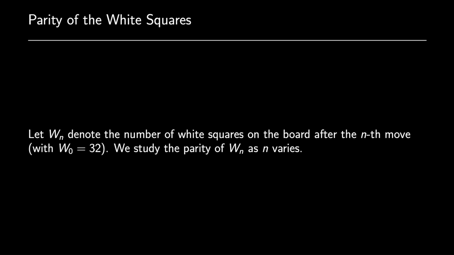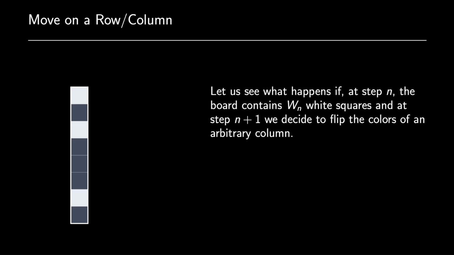Let's now see how we can use this technique to answer our original question. Let W_n denote the number of white squares on the board after the nth move, with W at time 0 equal to 32. We want to understand how this number behaves under the operations allowed in the problem. Suppose that at step n, the board contains W_n white squares, and at step n plus 1, we decide to flip the colors of some column.